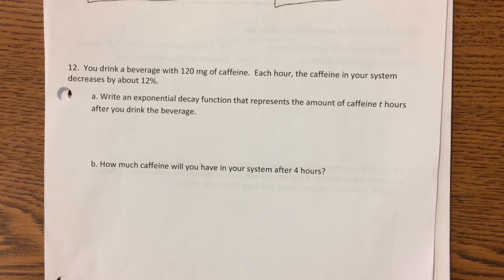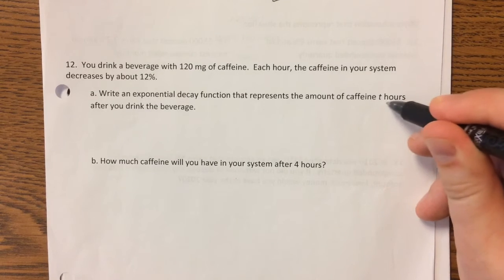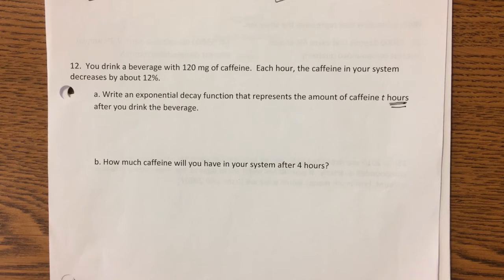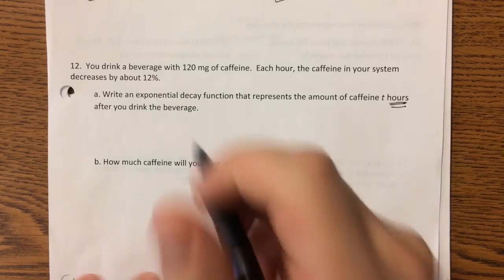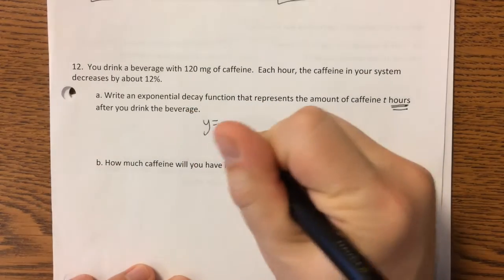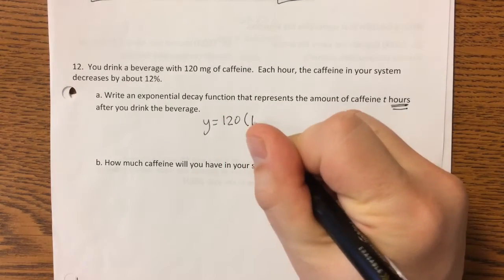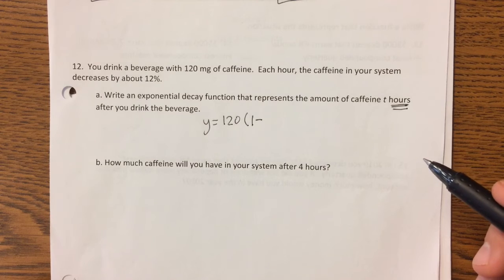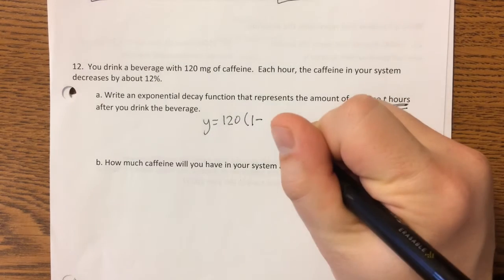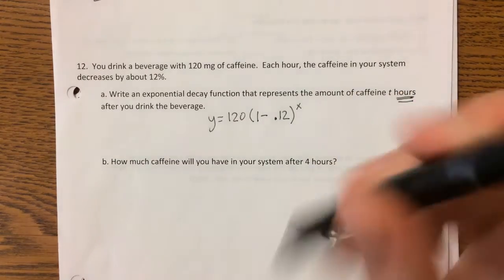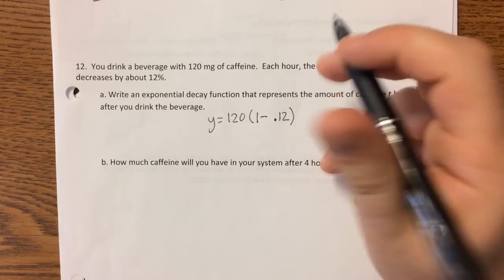Write an exponential decay function that represents the amount of caffeine t hours after you drink the beverage. So in this case, our t is in hours, not years. Most of the time it'll be years, but in this case it's hours. So let's write our equation. Y equals our initial amount, which is 120, times 1 minus our decay rate, which is 0.12, to the power of x, or t. That doesn't really matter. We'll go with t.